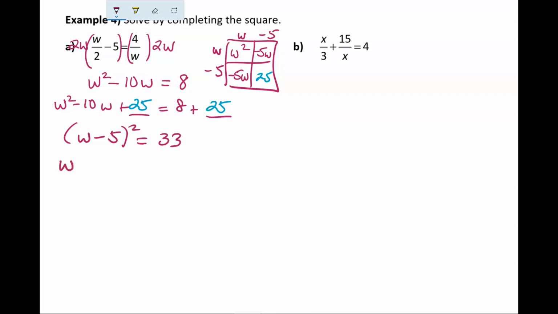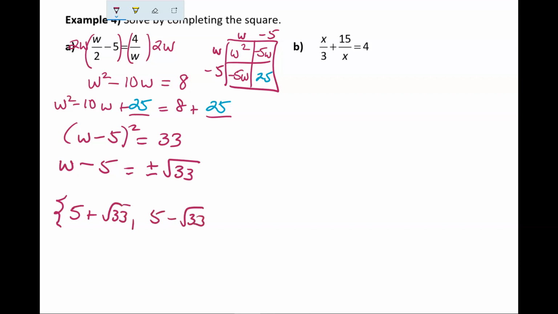That's going to give you W minus 5 is equal to, and I'm going to use a little shorthand here, plus or minus the square root of 33. So when we add 5 to both sides, we get 5 plus the square root of 33 and 5 minus the square root of 33. The plus or minus goes on the square root, so that's where we get our two solutions from. A little easier way to write that. All right, let's do another one.